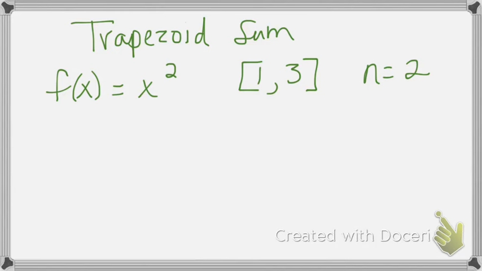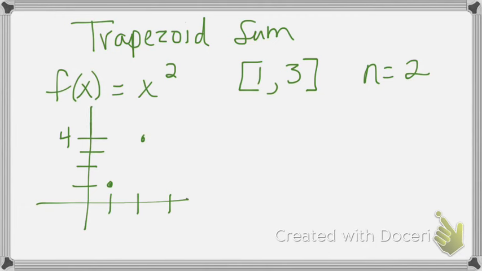So if I'm going to find the trapezoid sum, I'm going to graph it just the way I did last week. I'm going from 1 to 3, so I'm just starting at 1 and then going to 3. So 1, 1. I'll go ahead and do 2, 4. And then 3, 9 is way up there. Not to scale, that's okay.